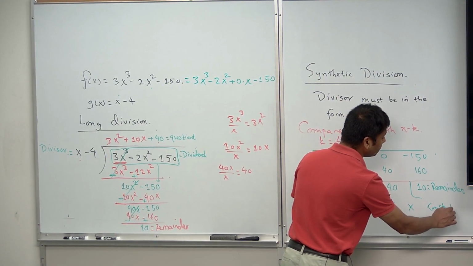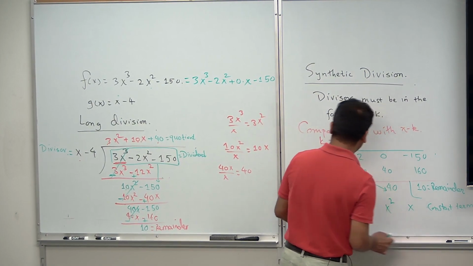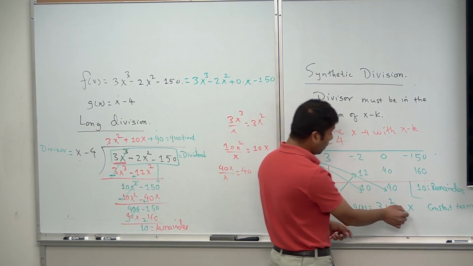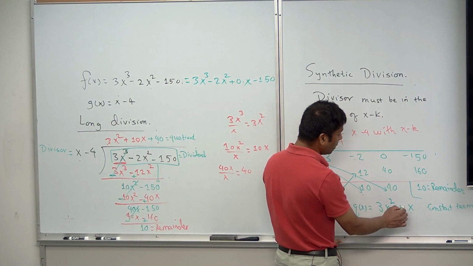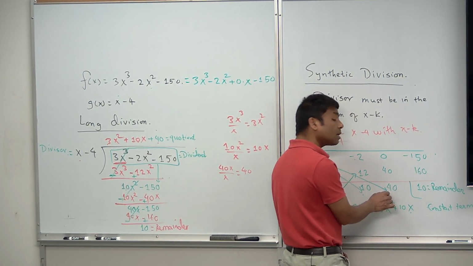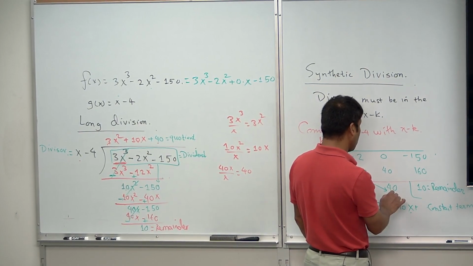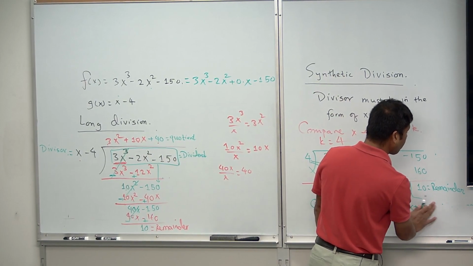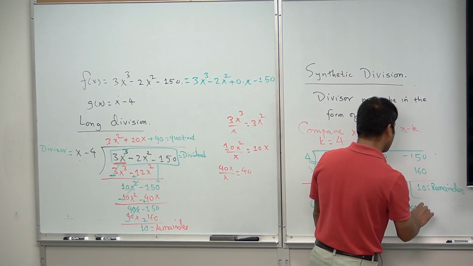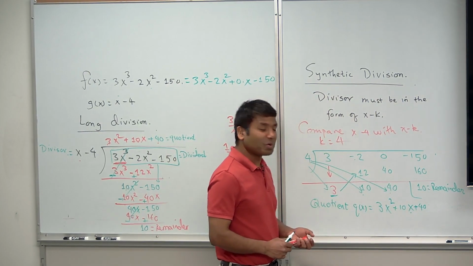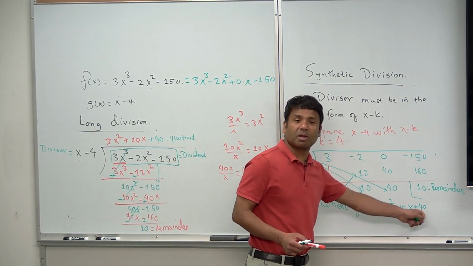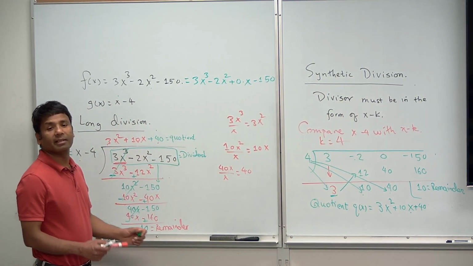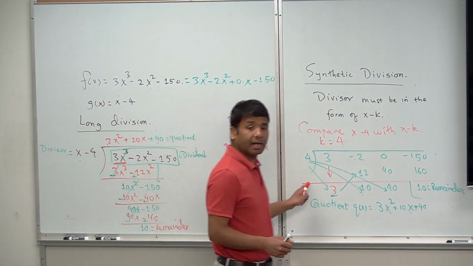Look here. Now what is the coefficient of x squared? 3. You write down 3. What is the coefficient of x? Plus 10. You write down plus 10. And what is the constant term? Plus 40. You see that? Constant term is 40. So what is the quotient now? 3x squared plus 10x plus 40. Look here, 3x squared plus 10x plus 40. So this is called synthetic division.